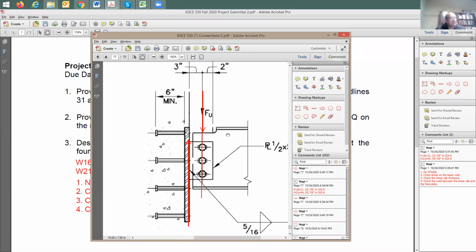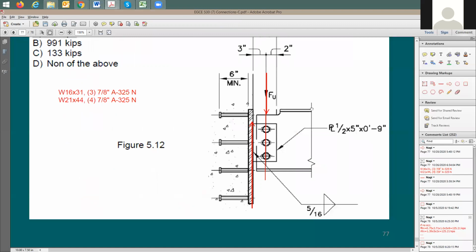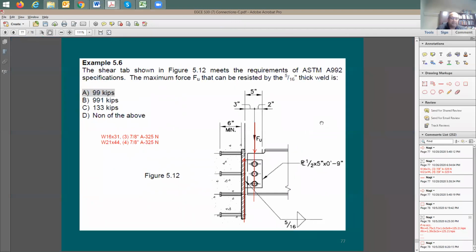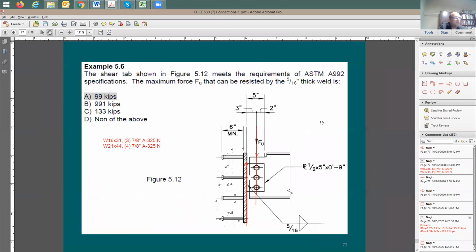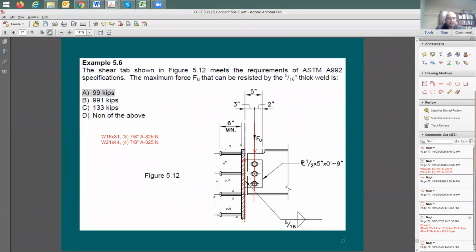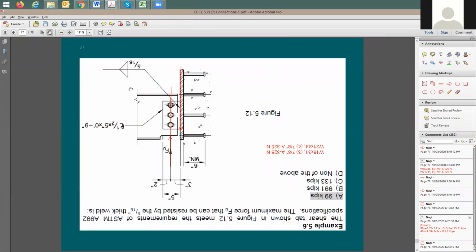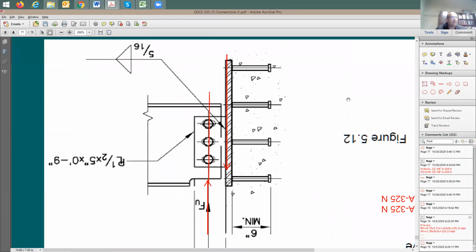How do you know that? Because this is going to be the applied force and this is going to be the resistance. Yes, sir. But if I come here and cover this with my hand and say, well, let's say that you don't see it, you're going to say the force is going through the weld. Okay, so why don't we do this? I'm going to do it like this for you.